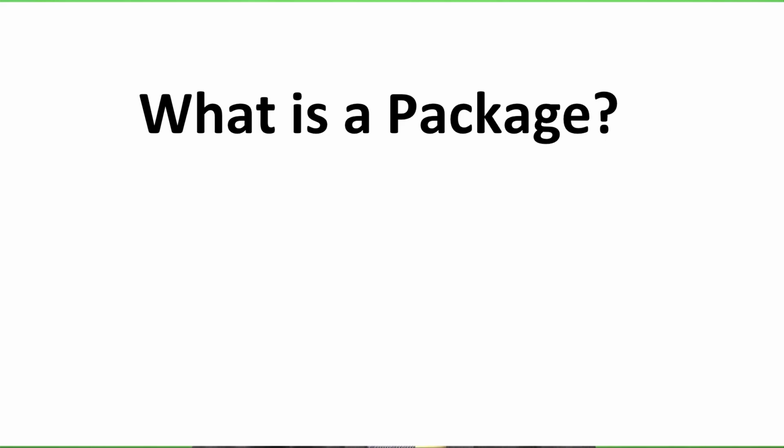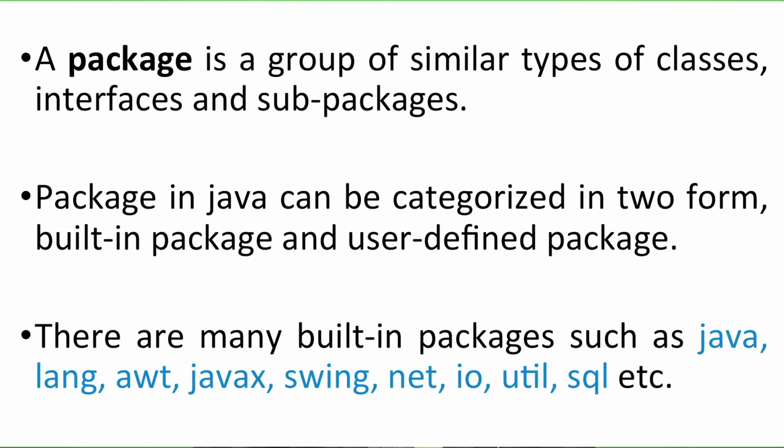Now, what is a package? A package is a group of similar types of classes, interfaces, and sub-packages. Packages used in Java can be categorized in two forms: built-in packages and user-defined package. We can have packages which are built-in. For example, we can have the predefined packages like java.lang, java.awt, javax.swing, java.net, and so on. There are so many kinds of built-in packages we have in the latest versions of Java. java.util, java.sql are also added.